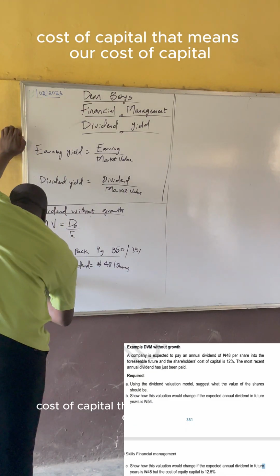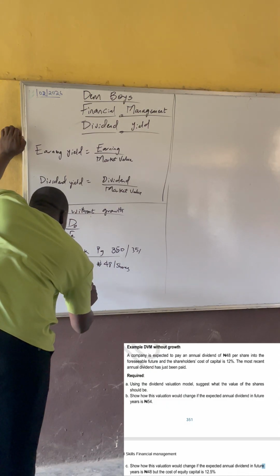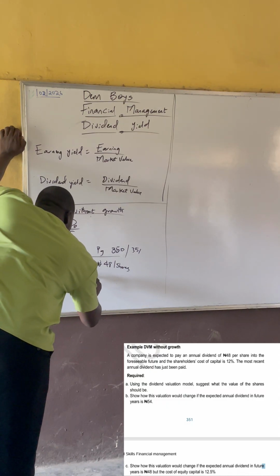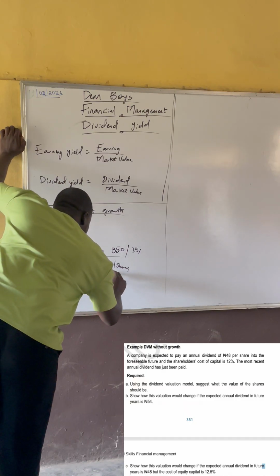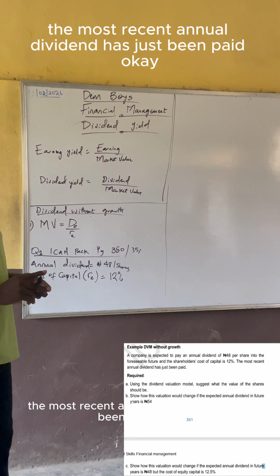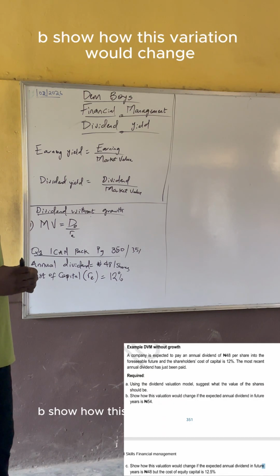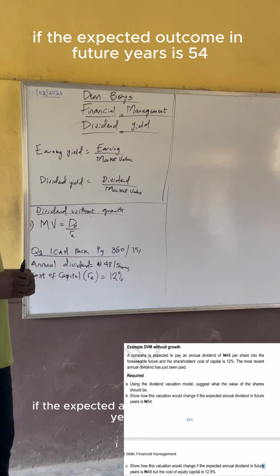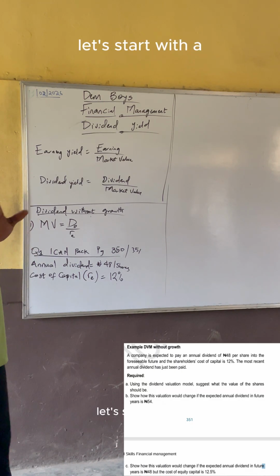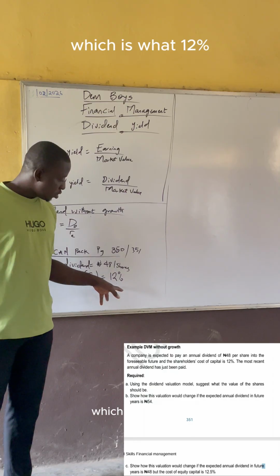Now, you need to itemize first. What are the data we're given? They said the company is expected to pay an annual dividend of 48 naira per share into the foreseeable future, and the shareholders' cost of capital is 12%. That is our cost of equity, 12%. The most recent annual dividend has just been paid. Required: using the dividend valuation model, suggest what the value of the shares should be. B. Show how this valuation will change if the expected annual dividend in future years is 54 naira. Let's start with A. We're given annual dividend per share and cost of equity, which is 12%.